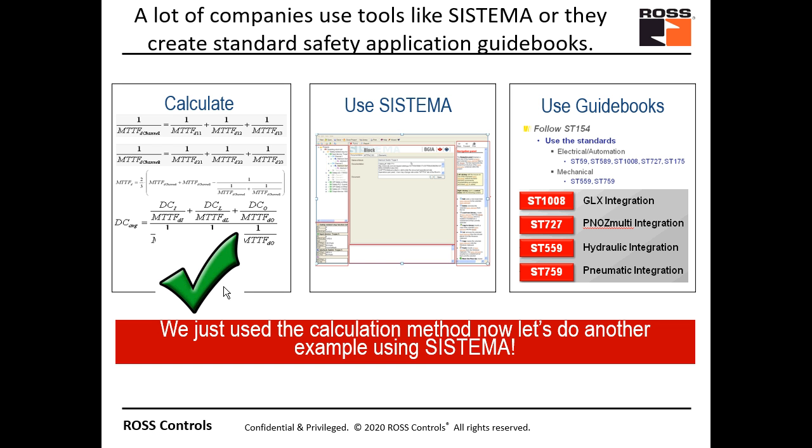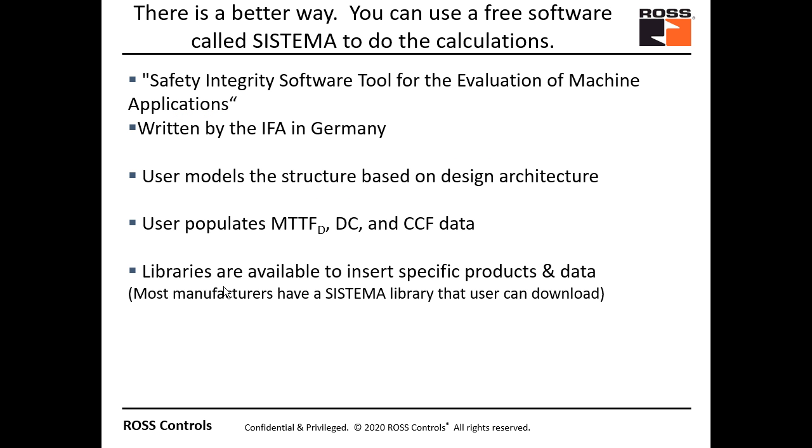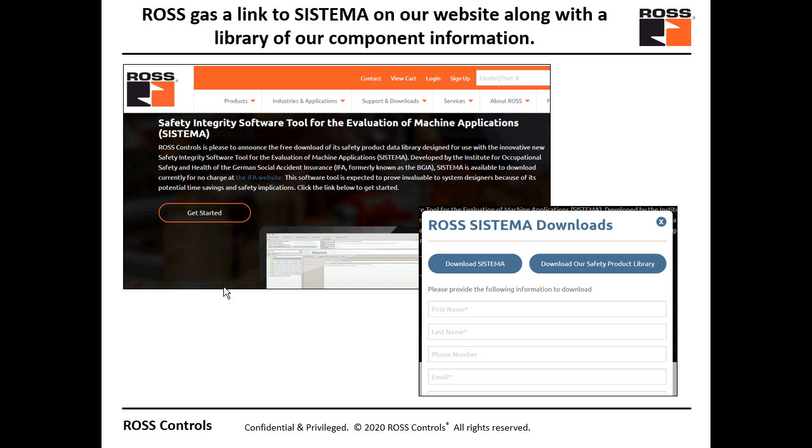I showed you how to calculate it, but there are tools out there, something called SISTEMA, a calculator tool that was written by the IFA in Germany. Basically, it can drive you through and do these calculations for you. The user would need to populate the MTTFD values of the products, the diagnostic coverage, the structure, and CCF, and it would calculate it. On the Ross website, on the safety portion, we have a link to the Safety Integrity Software Tool for the Evaluation of Machinery, SISTEMA. You can get it and load it right there.